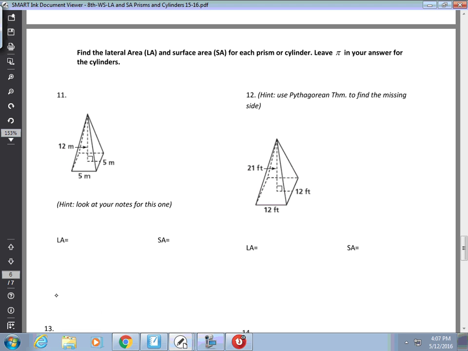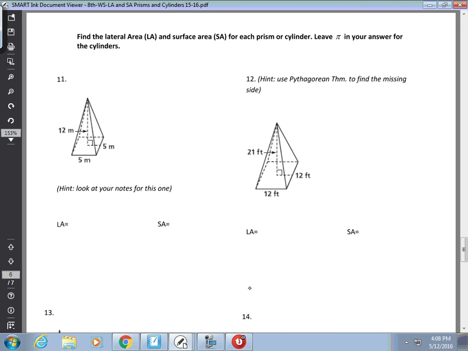On the back side, we're still doing lateral area and surface area, but now we're going to be doing pyramids and cones. I know it says for each prism and cylinder, leave in terms of pi, but that's the same thing with cones. If I have a cone, we're going to leave in terms of pi too. Now our formulas are going to change here just a bit. So look at your notes for this one.